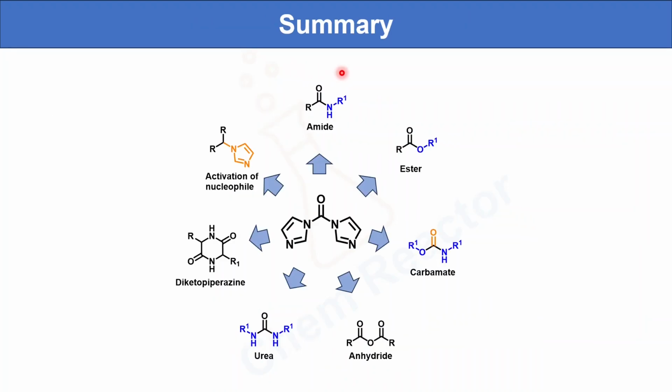In summary, CDI is a very useful reagent in multiple functional group transformations like the synthesis of amides from acid and amine, as well as esters, carbamates and anhydride formation. Along with this, we can also make ureas from CDI, as well as heterocycles like diketopiperazine, and then the substitution reactions of the nucleophiles.